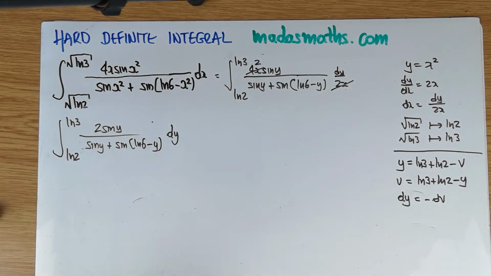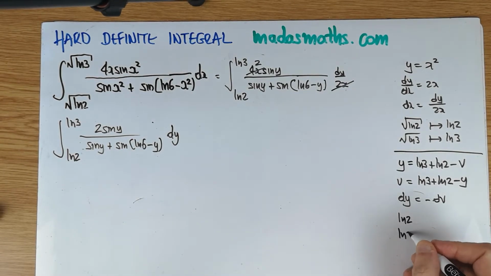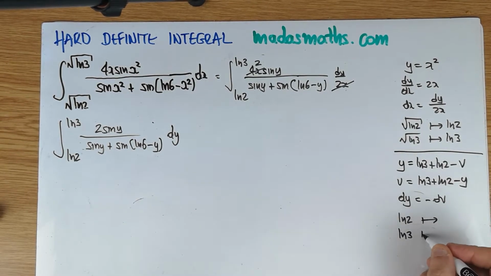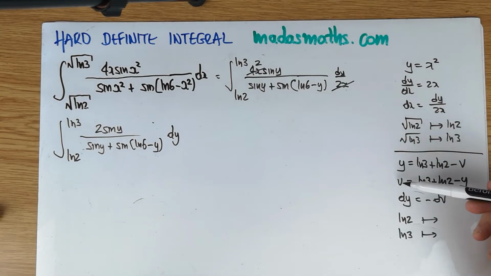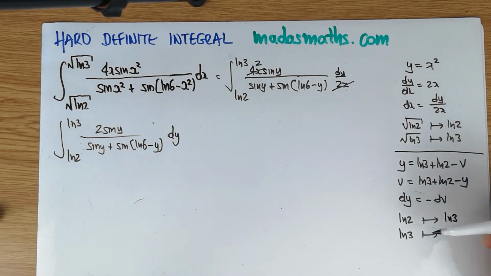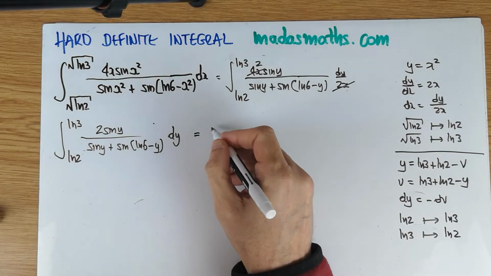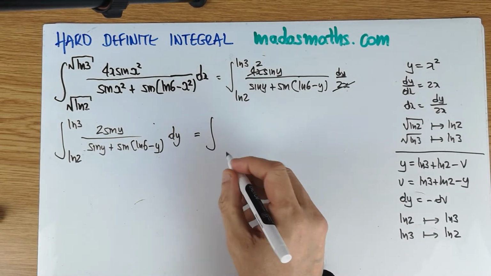What happens to the limits now? That's the question. Log 2 and log 3. Remember, these limits are in y, so I'm going to get v limits now. When I put log 2 in there, log 2 minus log 2 will cancel, so it goes to log 3. And when I put the other one for my y, log 3, then it will cancel the log 3s. So the limits, it looks like they swap. Okay, let's see what happens.